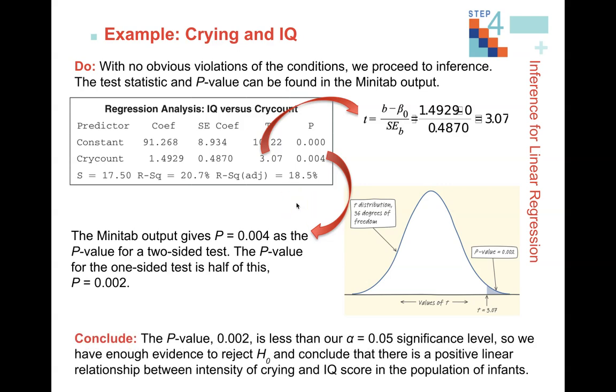There's our conclusion. The p-value of 0.002 is less than our alpha equals 0.05 significance level. So we have enough evidence to reject H null. This provides evidence that there is a positive linear relationship between intensity of crying and IQ score in the population of infants.